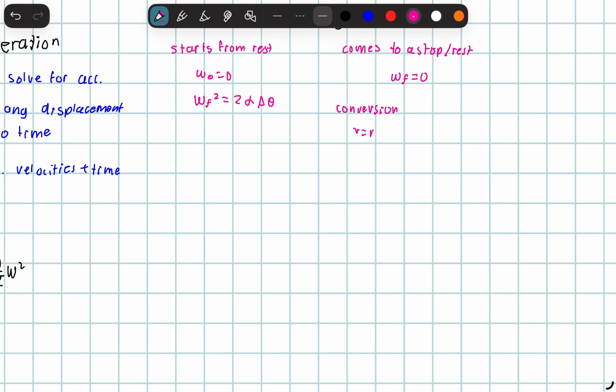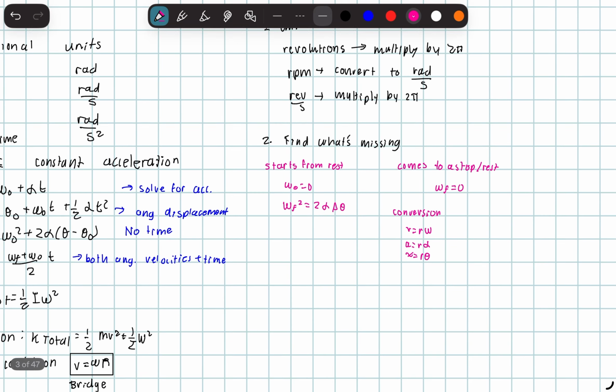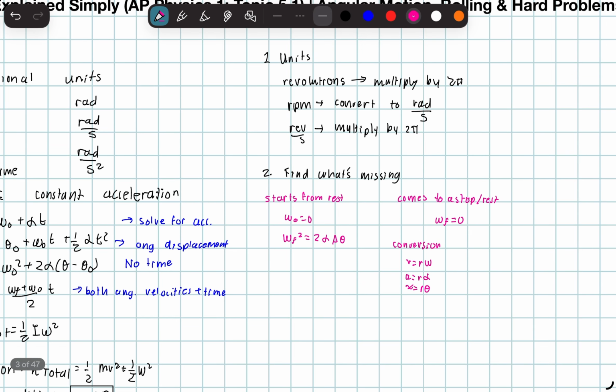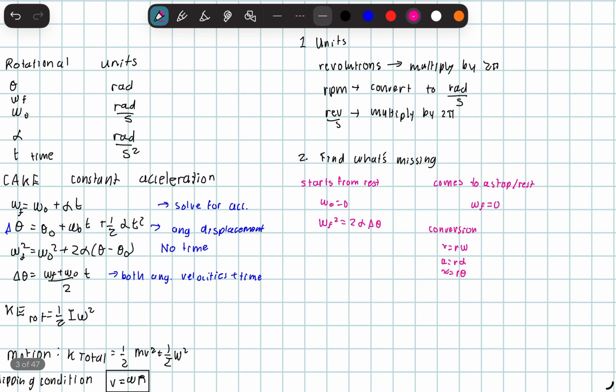Now, for conversion, your velocity is equal to r times the rotational velocity. Acceleration is equal to r times the angular acceleration. x is equal to r times theta. So remember, overall, remember to convert revolutions to radians. Also, don't use degrees, use radians.